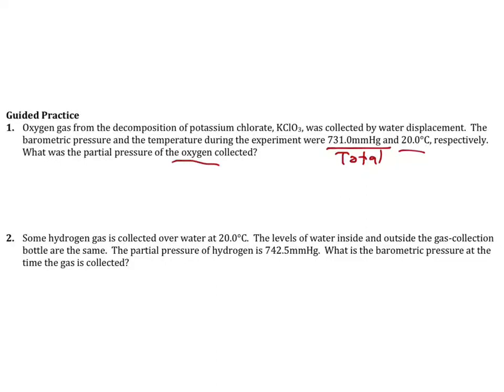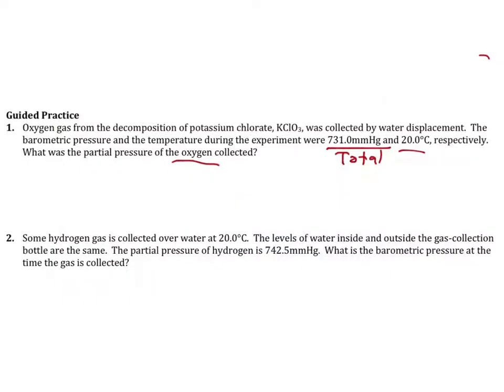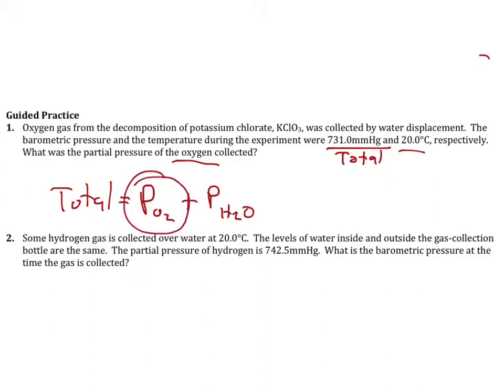Well, again, this is being collected through water displacement. So there's oxygen gas in here, but there's also some H2O. So we have oxygen gas plus water vapor. I'm going to put G here to illustrate that it's a gas, and both of these are inside of this area right here. And so we know that whatever the total pressure is, it's going to be the partial pressure of the oxygen gas plus the partial pressure of the water. And what it specifically is asking for is this. So we know the total pressure, which is 731 millimeters of mercury.